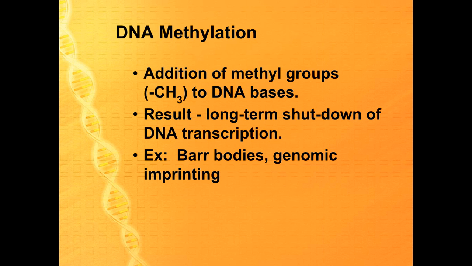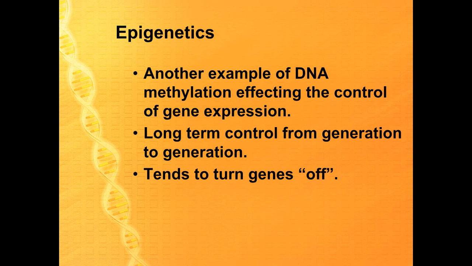You see Barr bodies, that's an example that we've talked about with respect to the X chromosome. We shut down one of those. Think about the calico cats discussion that we talked about. I think that was before winter break. So that's one way that we can control expression. We can just turn it off for good. Genomic imprinting, we talked a little bit about that, about how this methylation pattern resets every generation. So you get the male version, the female version of the methylation pattern.